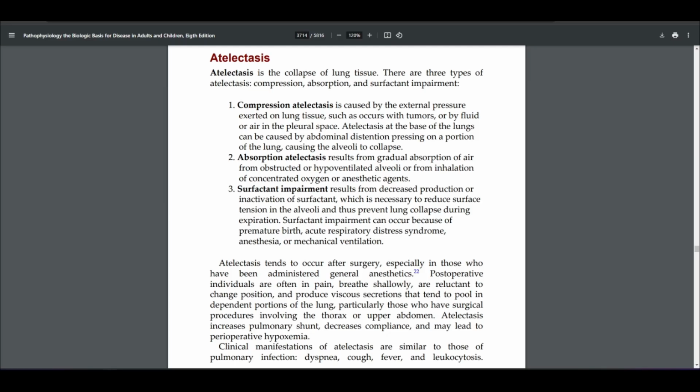Atelectasis at the base of the lungs can be caused by abdominal distension pressing on a portion of the lung, causing the alveoli to collapse. Absorption atelectasis results from the gradual absorption of air from obstructed or hypoventilated alveoli or from inhalation of concentrated oxygen or anesthetic agents.